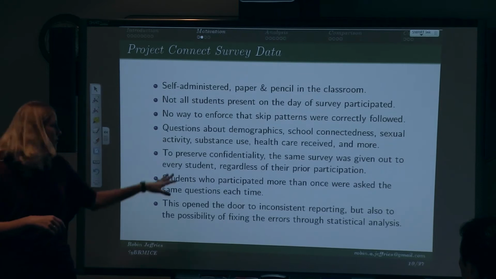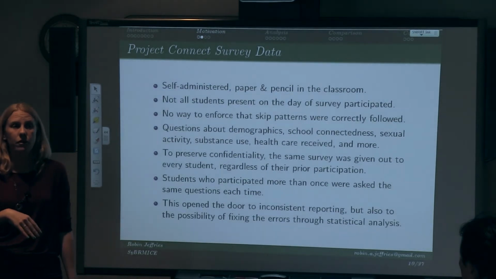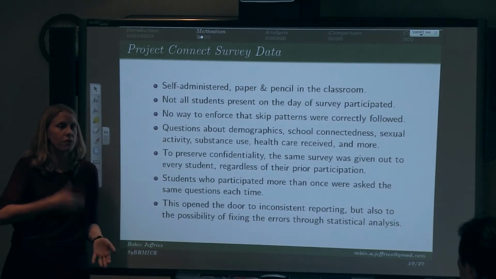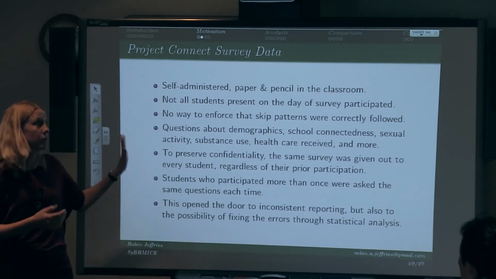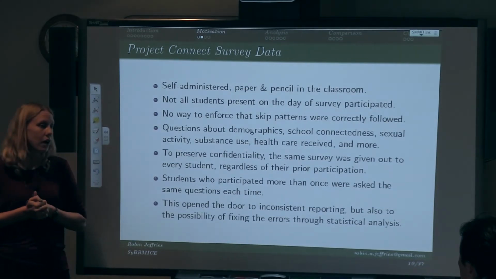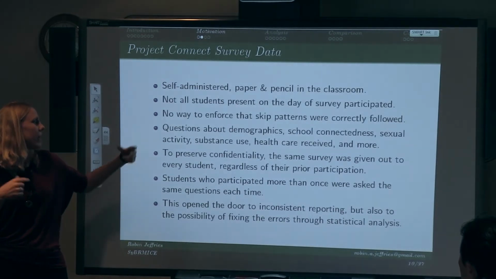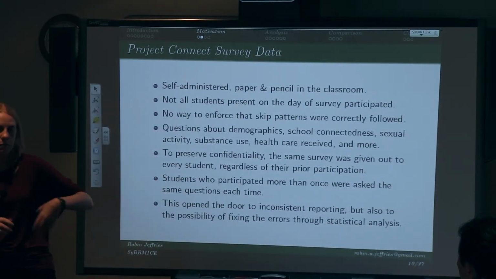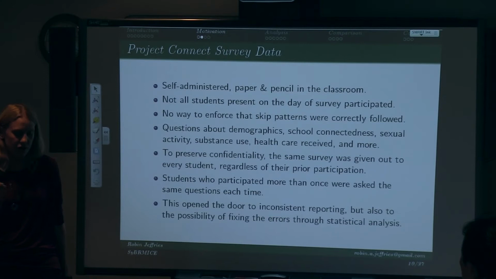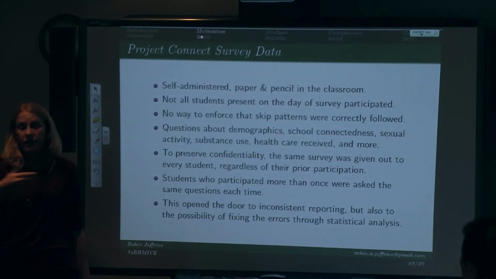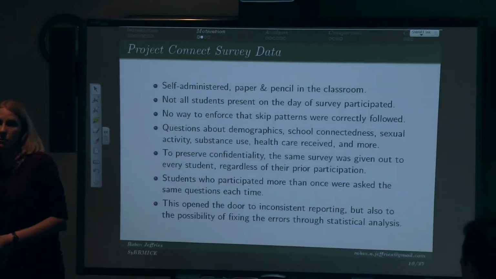And again, to try to preserve confidentiality, every student who was in the classroom got the survey, regardless of whether they had participated before. So it allowed people to report on the exact same questions on multiple surveys. For example, we did ask the high school students the number of sex partners, which shouldn't necessarily stay constant over years. Allowing a paper and pencil survey and allowing students to report on the same questions across multiple years allowed inconsistent reporting patterns across years, but also opened the door to fixing these errors using a statistical method.